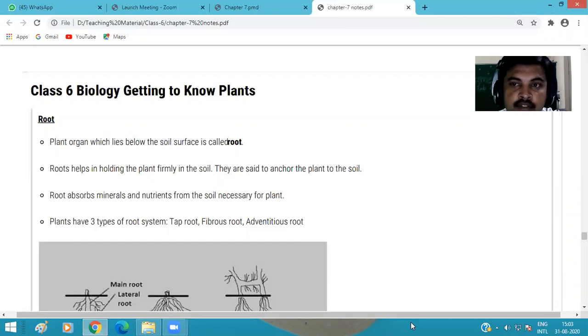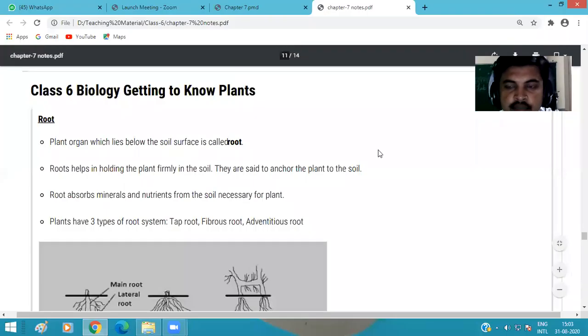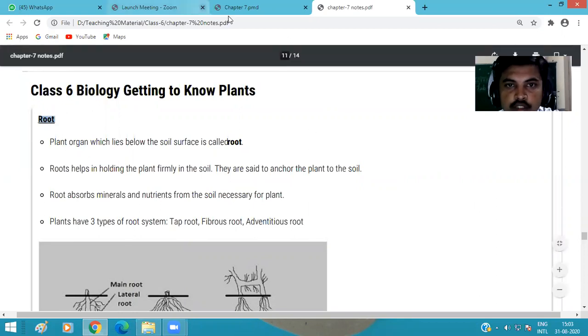We have also already discussed the different parts of the plant. We discussed the stem, and then leaves. Today we continue with the same chapter. The next part of the plant is the root.